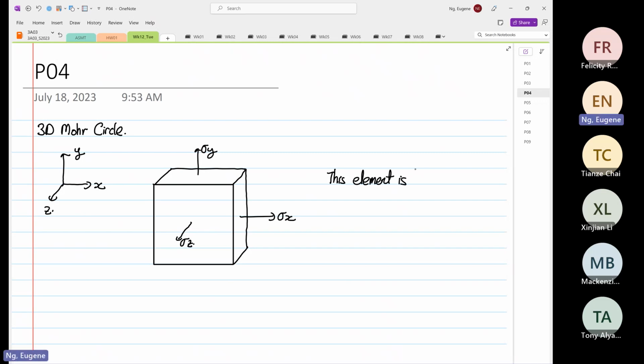Okay, so this element is oriented at its principal plane. Right. So therefore, the shear stress in any of this is equal to what? You don't see any shear stress at all. Okay. So we are going to follow the orientation of this element now.